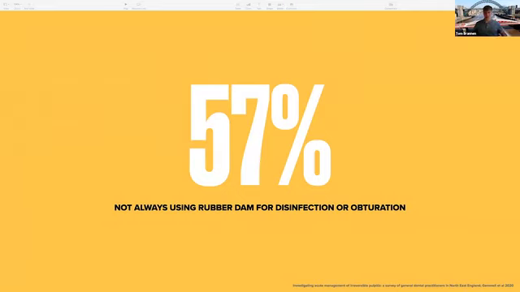Some of the other guys in Newcastle, Andrew Gemmell and the guys at the dental hospital, did some research saying that routinely for endodontic procedures in part of the Northeast, from a questionnaire of the people that responded, 57% of people said they weren't always using rubber dam for disinfection or obturation, which is really high, and that's of the people who actually responded. So there's a good paper Andrew did, and it just got published, I think, in the BDJ around March, April time, that looks at that.